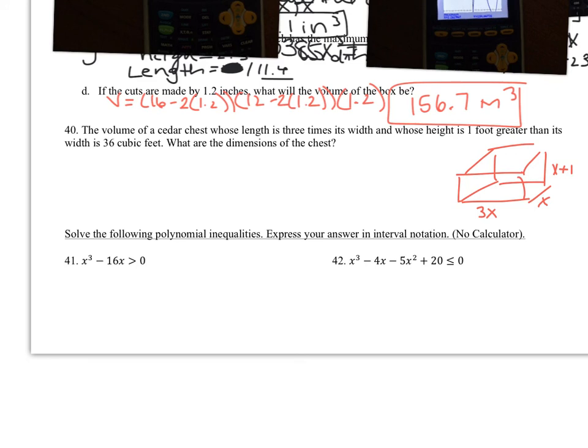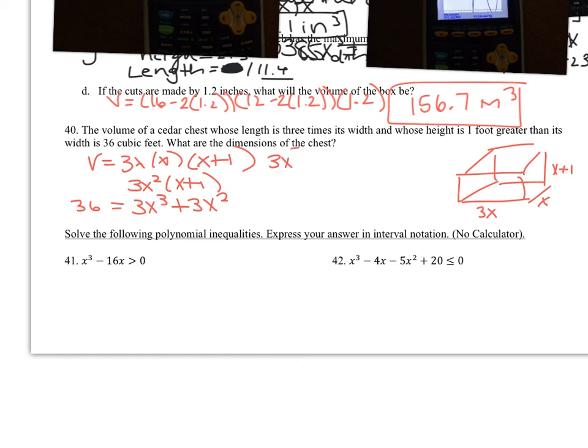So now I'm going to define the volume. I just do 3x times x plus 1. So I have 3x squared times x plus 1. And 3x cubed plus 3x squared is my volume. And my volume has to be 36 cubic feet. So now all I'm going to do is make this equal 0. So 3x cubed plus 3x squared minus 36 equals 0.